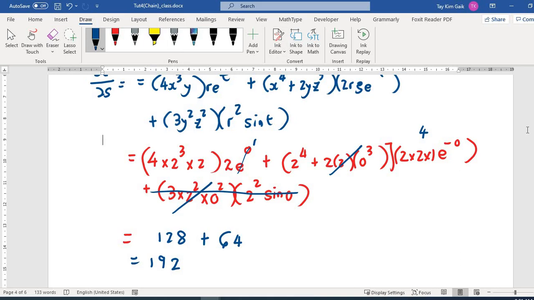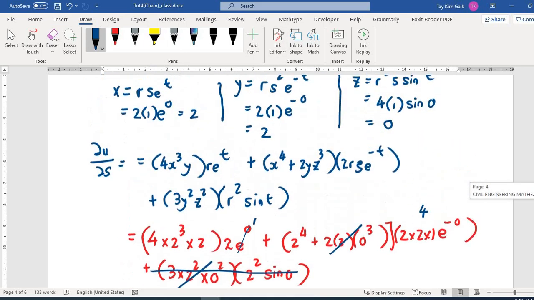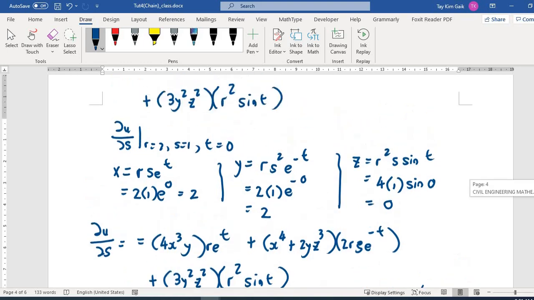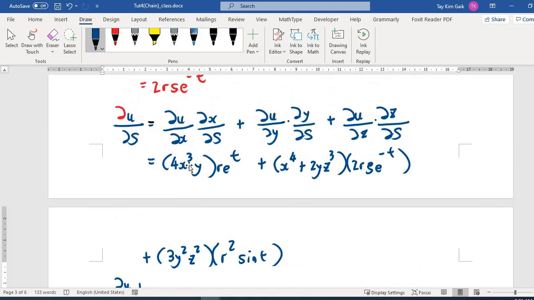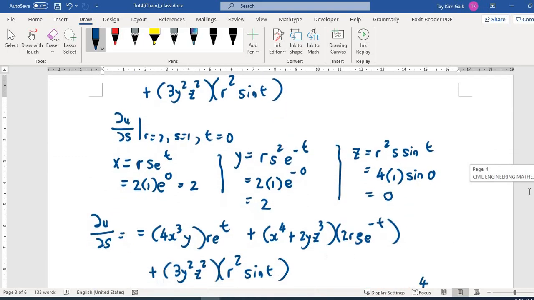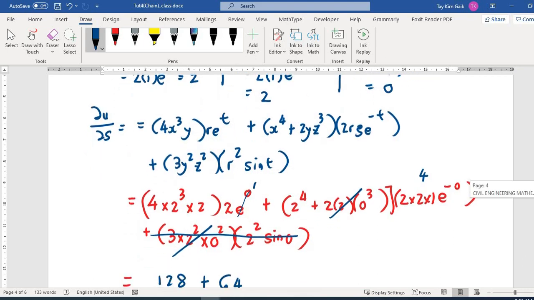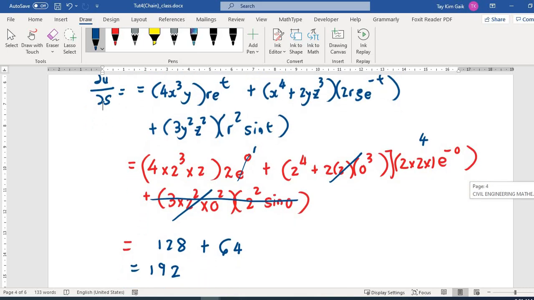So this one is evaluate the value del u del s when r is 2, s is 1, t is 0. Okay, because x, y, z here, the del u del s I still have in terms of x, y, z. So I need to evaluate the value of x, y, z when r is 2, s is 1, t is 0. So x is 2, y is 2, z is 0. So I plug in here. X is 2, y is 2. Okay, t is 0, r is 2, t is 0. Then simplify it, we get the answer is 192.